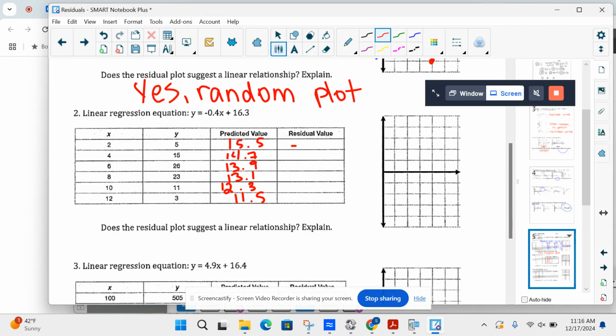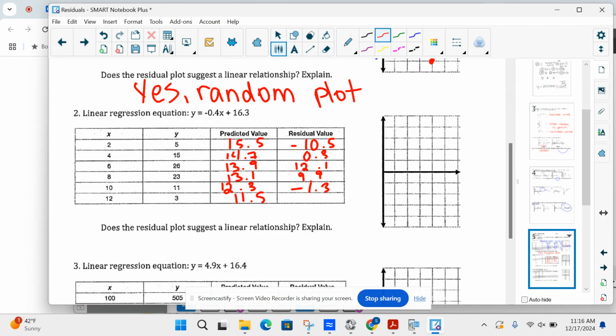So that would be negative 10.5, 0.3, 12.1. That one is 9.9. And this one is negative 1.3. You guys can do these without a calculator. 3 minus 11.5 is negative 8.5. Wait, so do we divide the residual minus the predicted? Subtract. Yes. Don't divide.